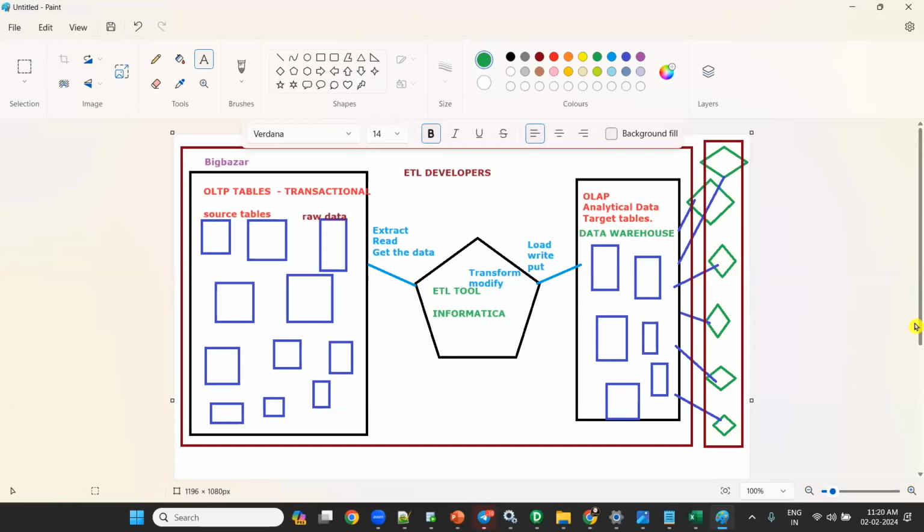Which ETL tool has a coding part? Snowflake has a coding part. And there are many other ETL tools that you don't need to worry about.